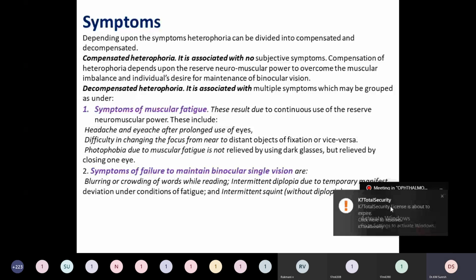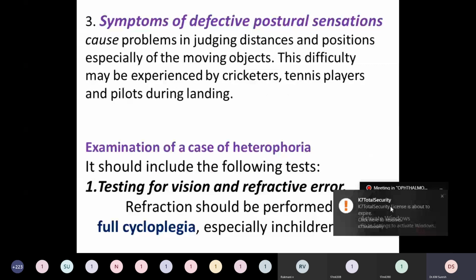Then symptoms of defective postural sensations can also be there. They cause problems in judging distances and positions, especially of the moving objects. This difficulty may be experienced by the cricketers, tennis players and pilots during landing. So proper examination of the presence or absence of heterophoria is very important in such occupations.